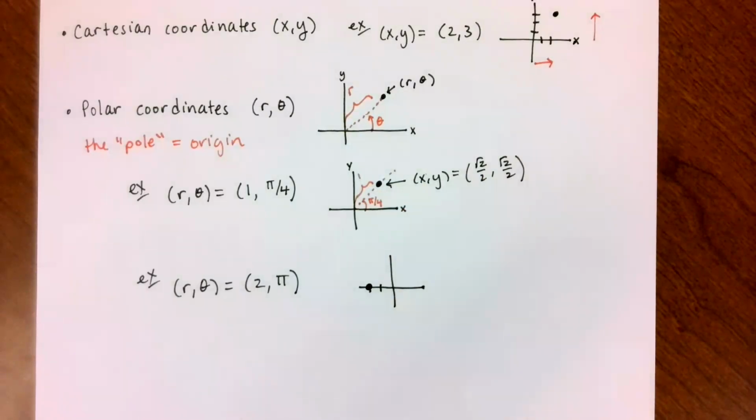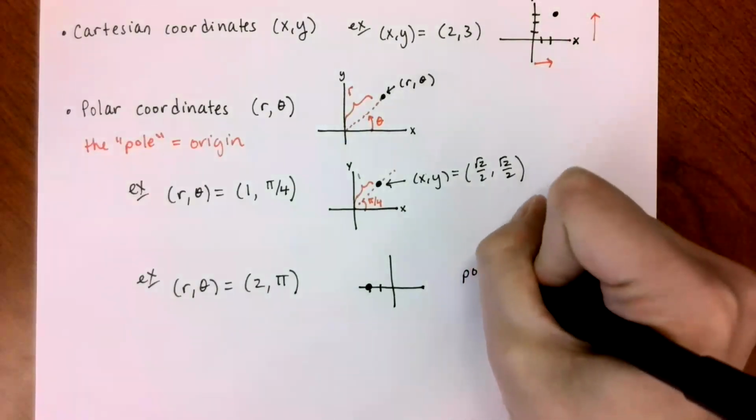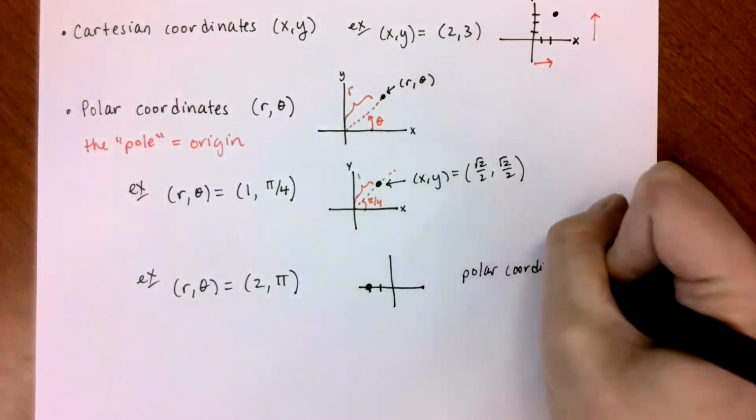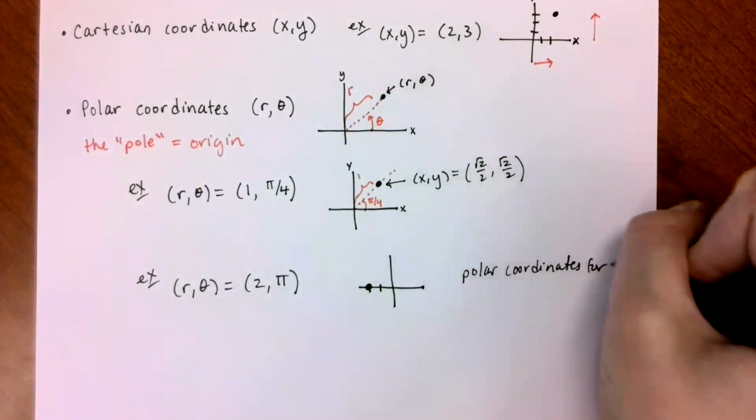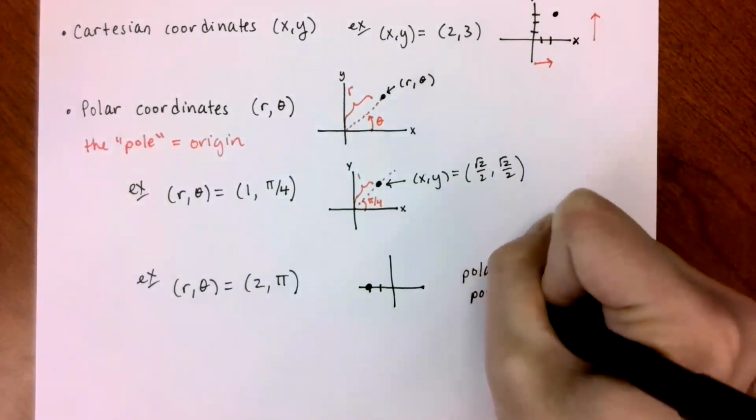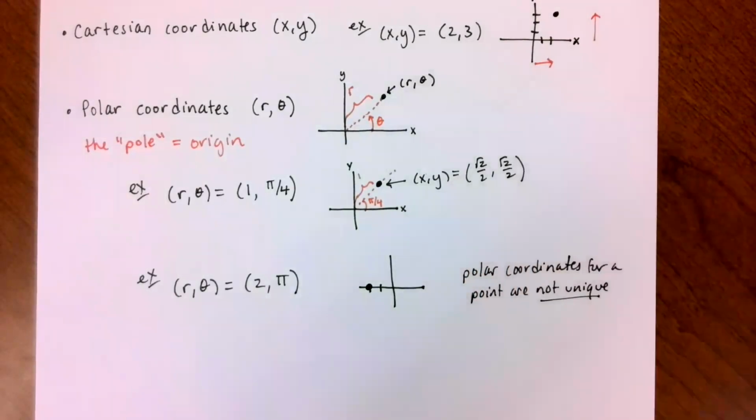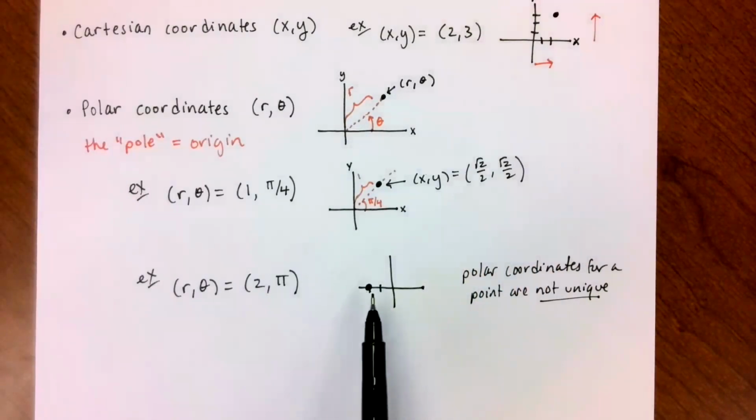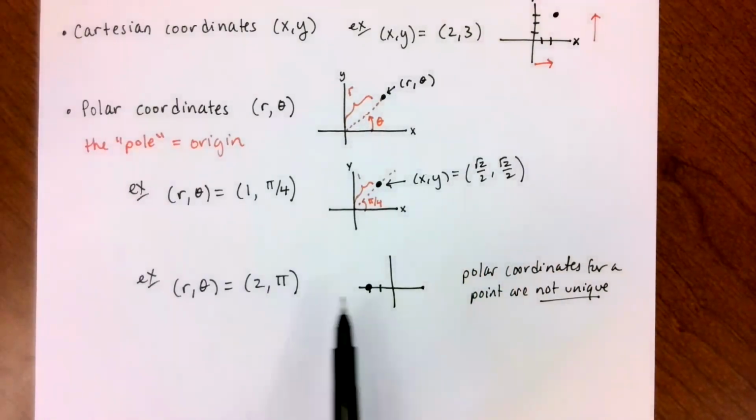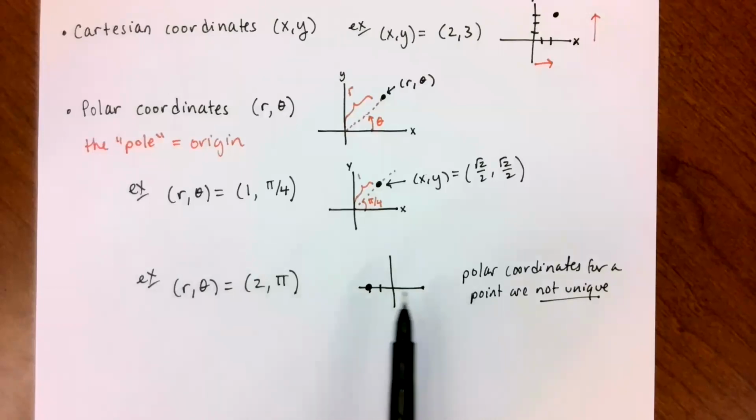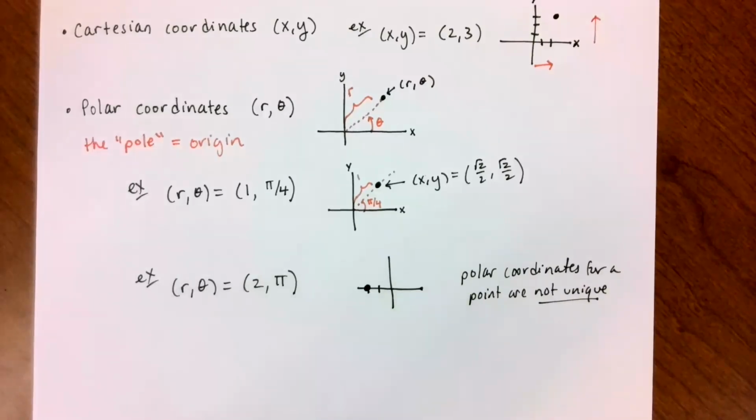I also want to use this as an example to point out that unlike Cartesian coordinates, a point's representation in polar coordinates is not unique. So polar coordinates for a point are not unique. And what we mean by that is that you can have this one single point, this one location in the 2D plane, and there's lots of different r theta combinations that could refer to this same position.